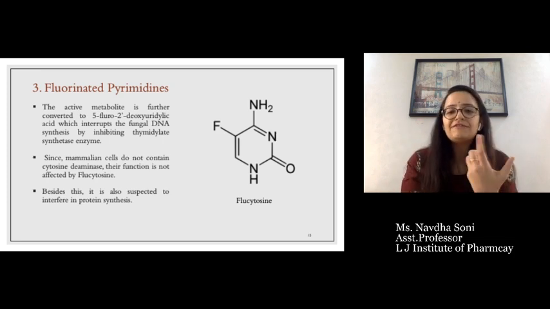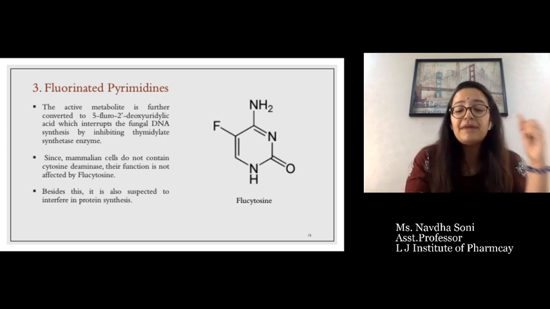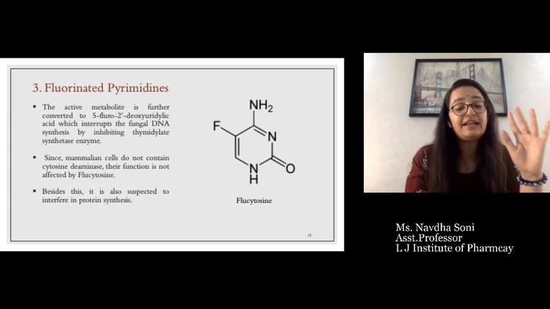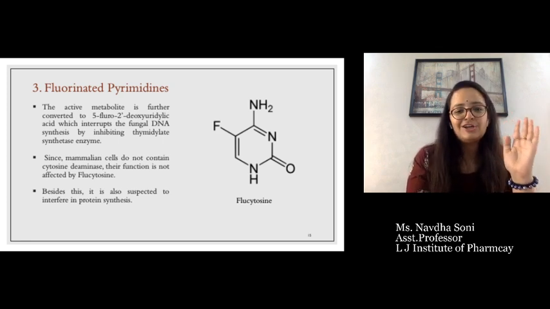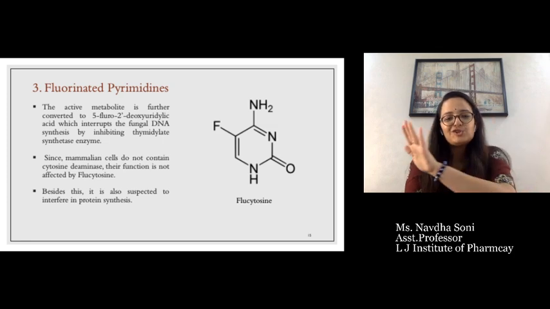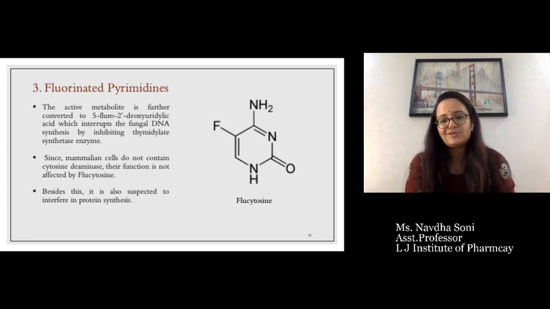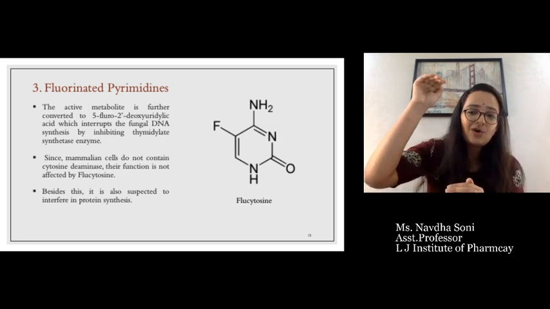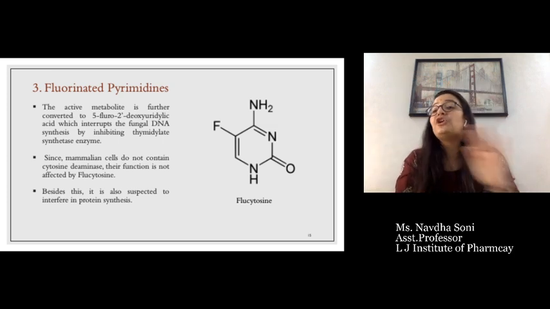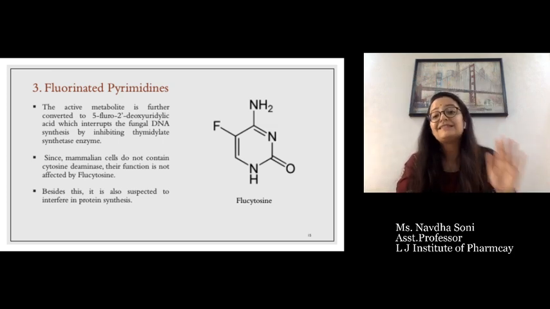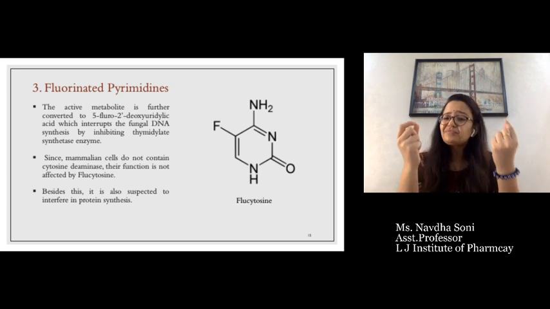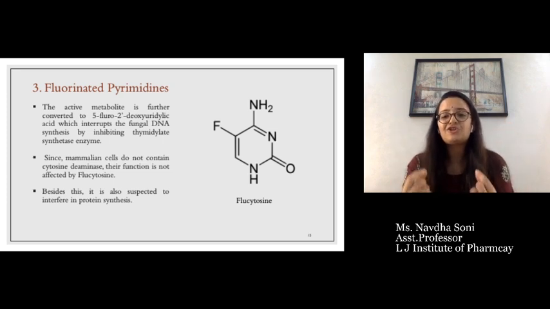Major use of this drug is that mammalian cells do not contain cytosine deaminase, so their function is not affected by flucytosine. They only target fungal cells, not mammalian cells. So it is the advantage of usage of flucytosine.